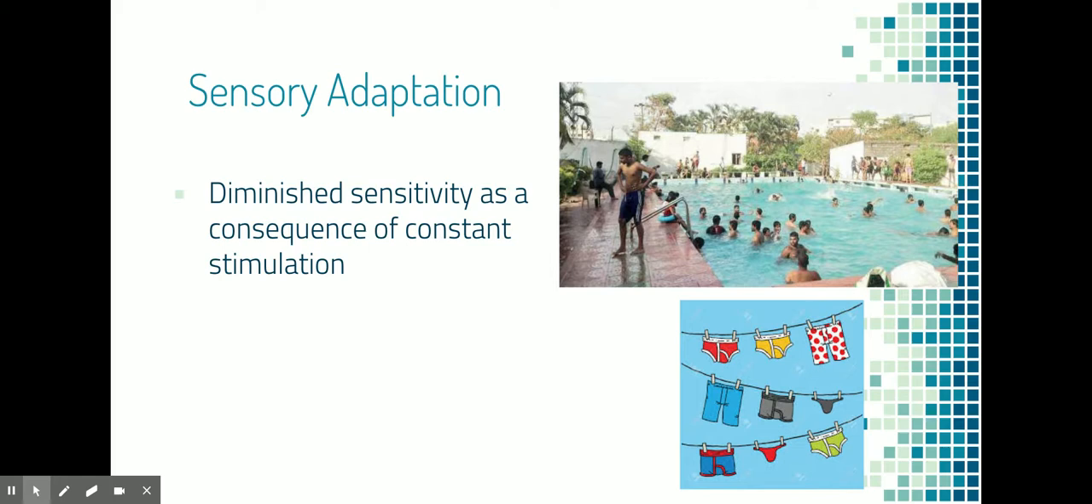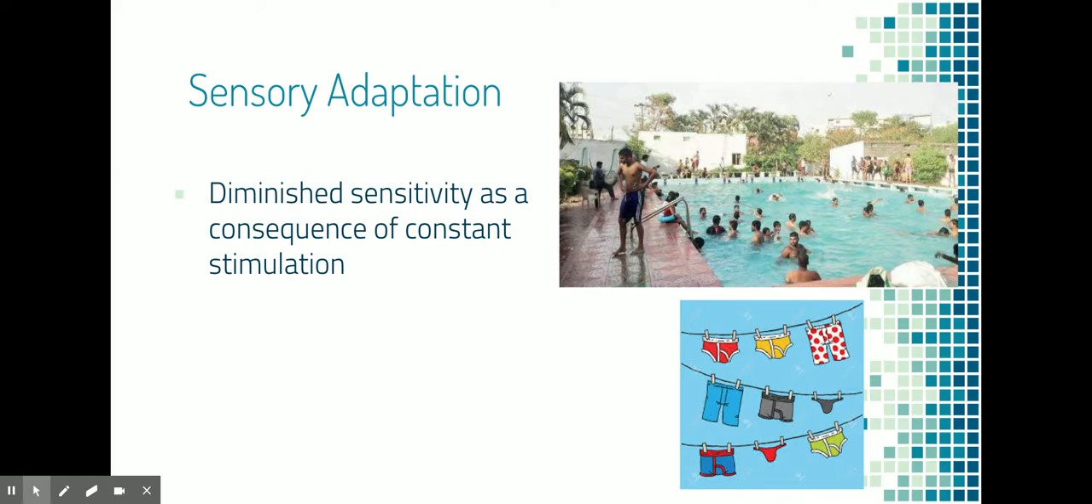I think the best examples relate to touch. So I gave you the example before of swimming. If you've ever jumped into a pool and it feels super cold at first, but then as you start swimming and you stay in there for a little bit longer, you don't notice it's cold anymore. What changed? Okay. The water temperature didn't change. What changed is now you've adapted to that feeling.